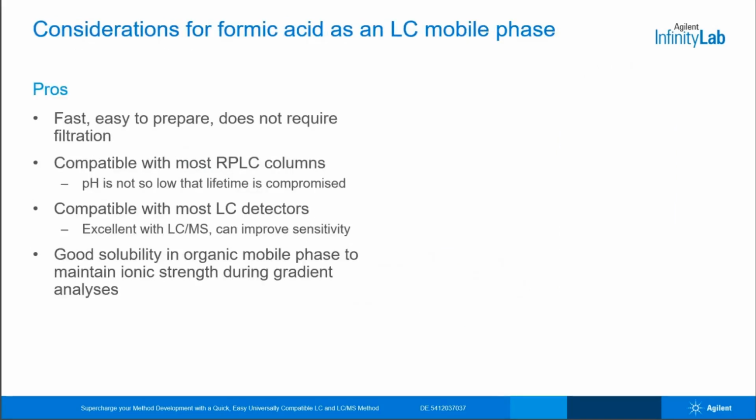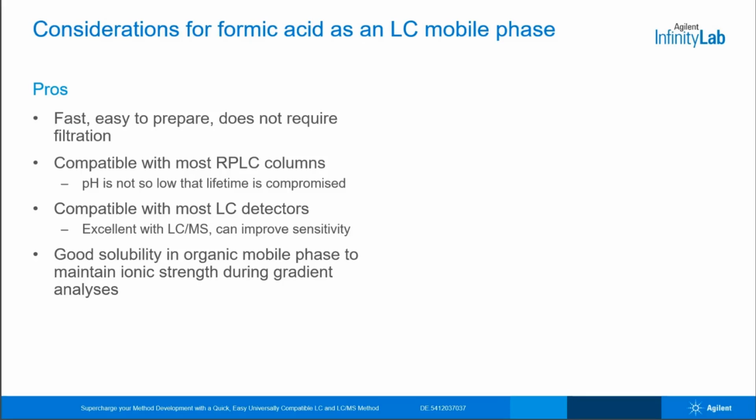There are several reasons that analysts desire to use formic acid as an LC mobile phase. First of all, it's easy, very easy in fact. Simply dilute 1 ml into 1 litre of water and you're good to go. If using high purity solvents, filtration is often not even needed, unless of course you're using a very low particle size LC column. It is also compatible with pretty much every LC column.